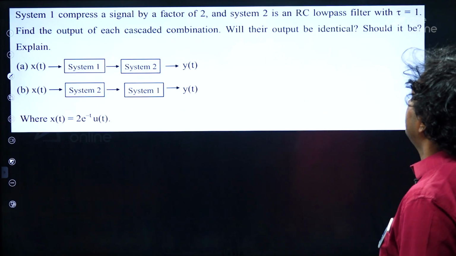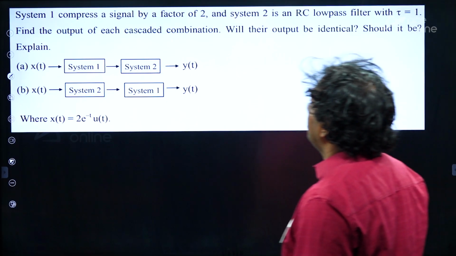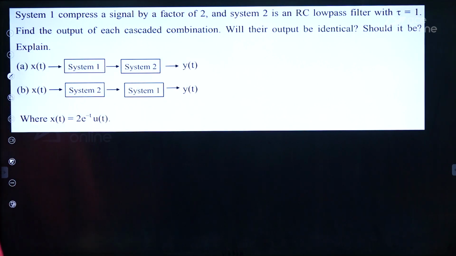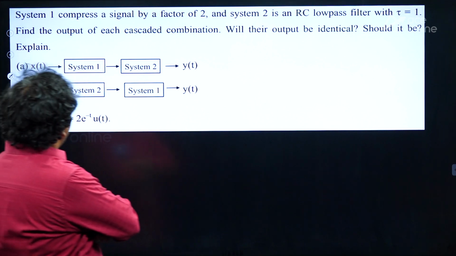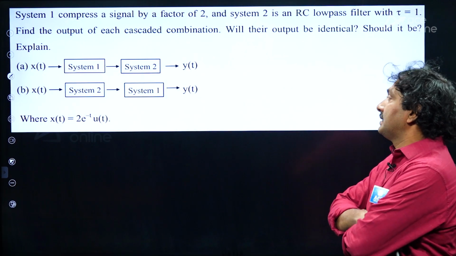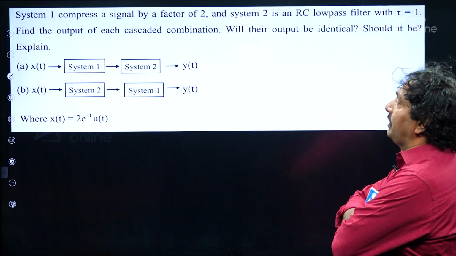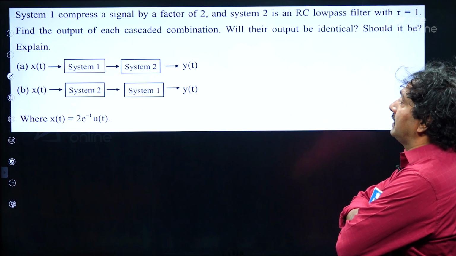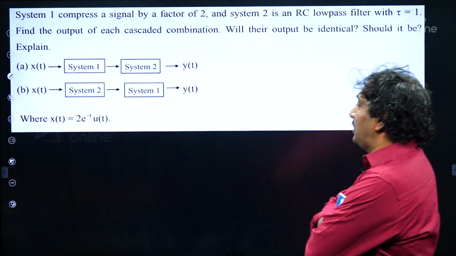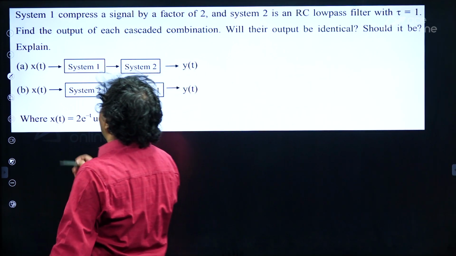Think of this particular model. System 1 compresses the signal by a factor of 2. It means that if x(t) is given, the output of system 1 is x(2t). System 2 is an RC low pass filter with time constant 1.